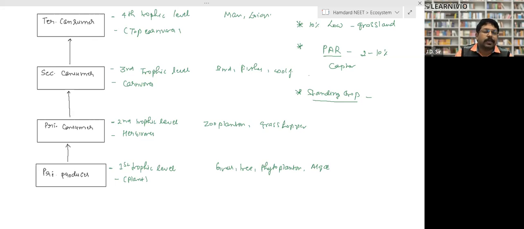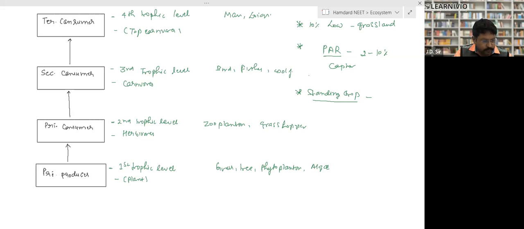This law is strictly applicable for grazing food chain only.